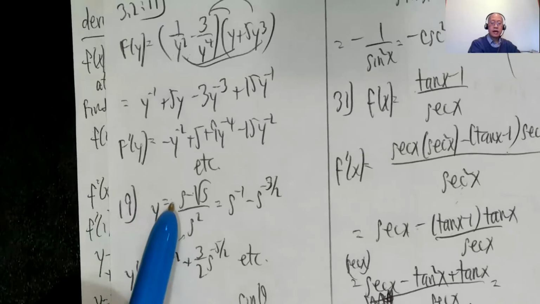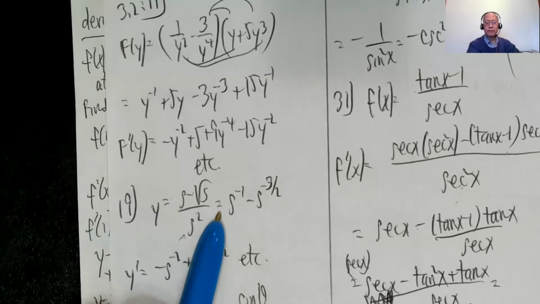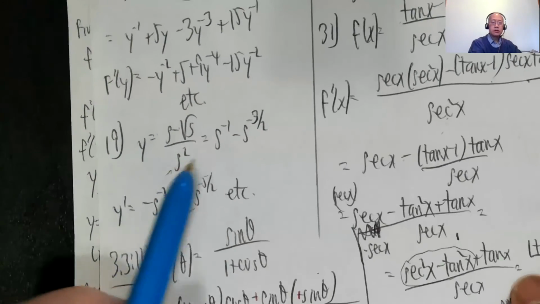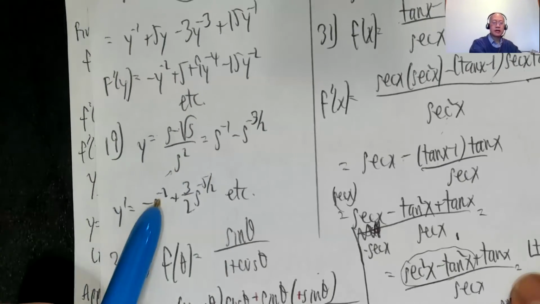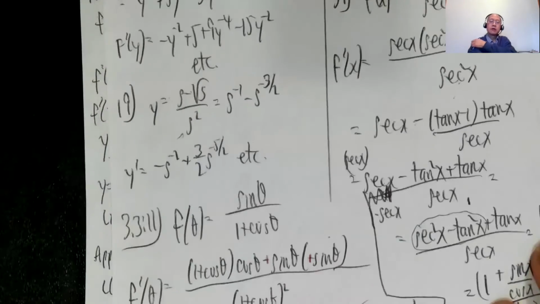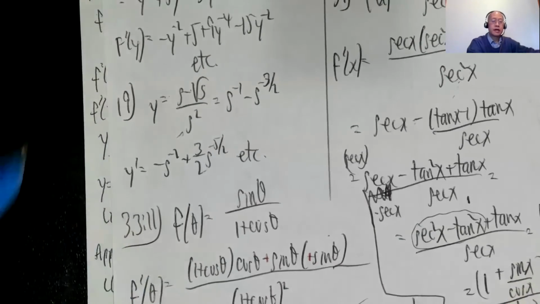Problem 19, divide through. s divided by s squared is s to the -1. Negative radical s over s squared is negative s to the -3/2. So the derivative is -1 times s to the -2 plus 3/2 s to the -5/2, etc. Clean up, no negative exponents.